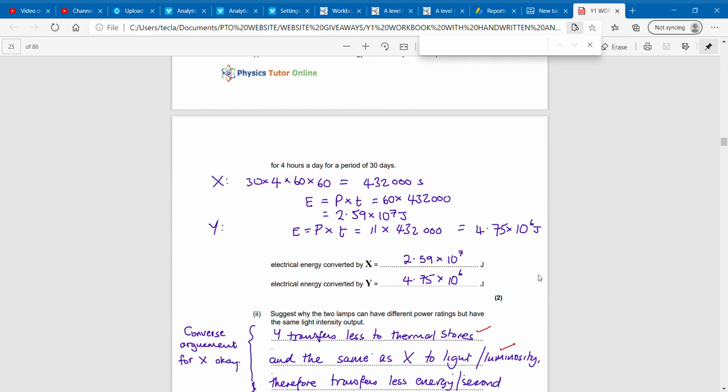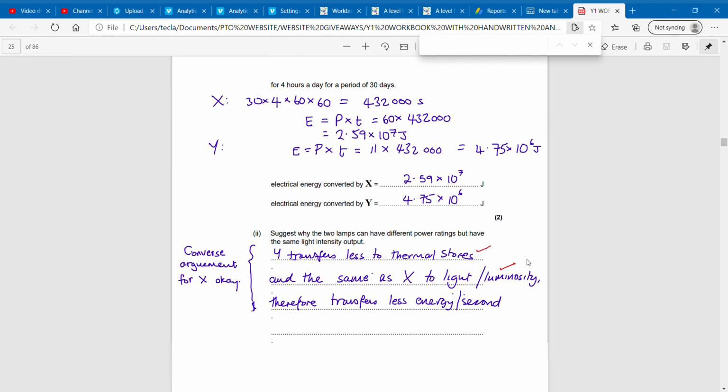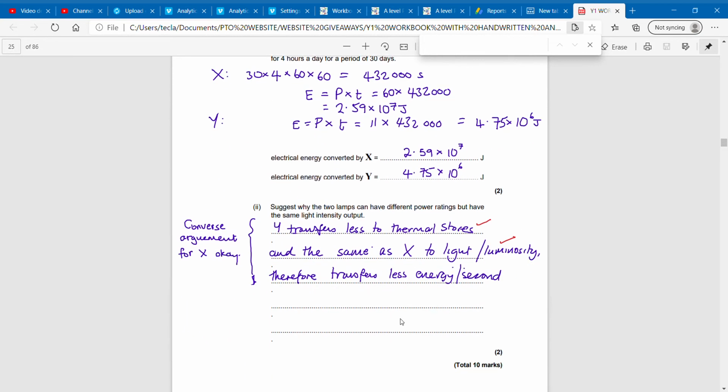2 marks, one for each correct answer there. For part 2, suggest why the two lamps can have different power ratings but have the same light intensity output.